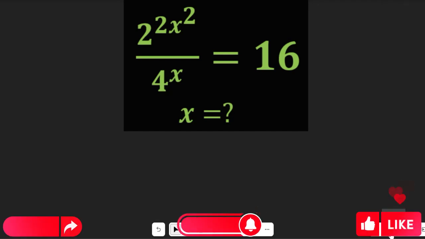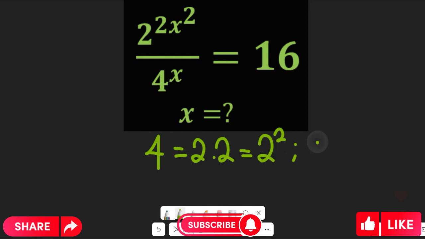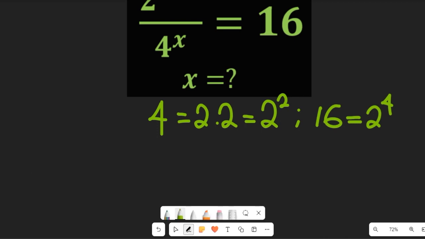Hello, to solve this nice exponential equation, let us take the value of 4 to be equal to 2 multiplied by 2, and that will be equal to 2 to the power of 2, right? We are also going to take the value of 16 to be equal to 2 to the power of 4. That way, we can simplify this exponential equation. Now let's substitute that into the full expression.